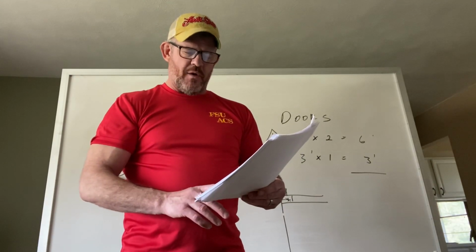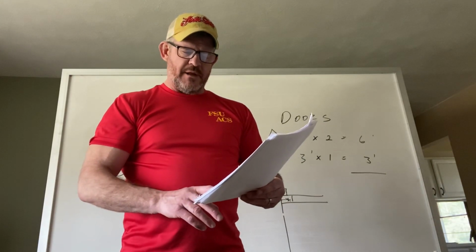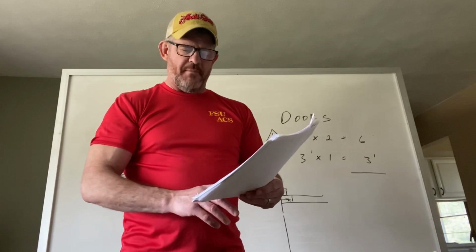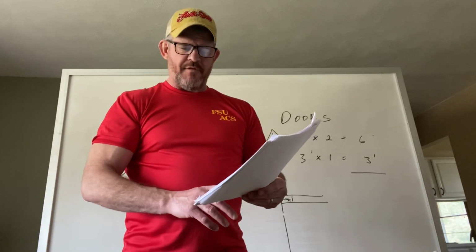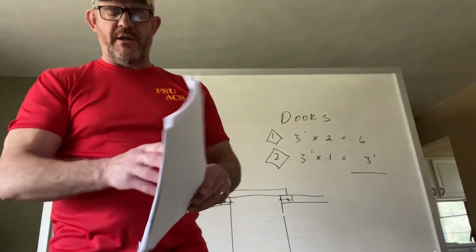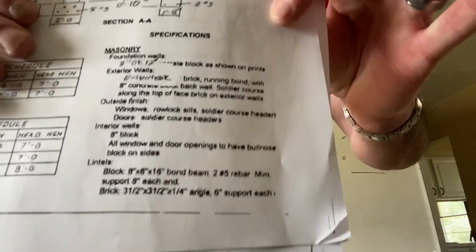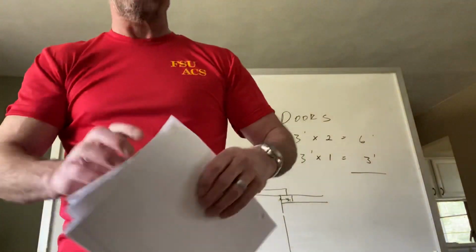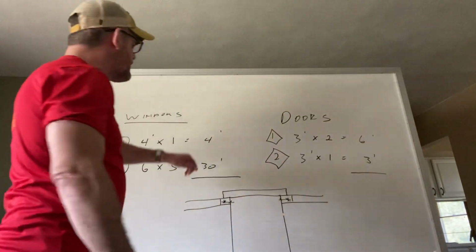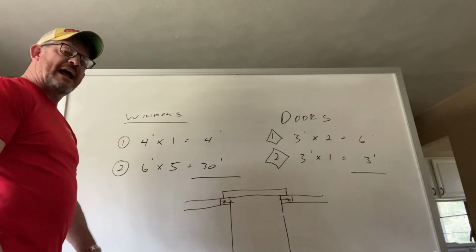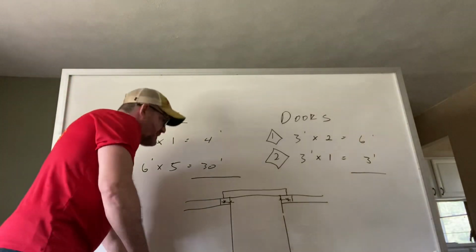It tells me for my block, I have a bond beam, or a lintel, it has 2 number 5 rebar minimum, and the support is 8 inches on each end. For my brick, and we're not there yet, I see I have 6 inches of support on each end, but we're discussing our block, so we see that I have 8 inches on each end. What does that mean? What do I have to do? I have to add how much to each one of these openings? I have to add 16 inches, okay?